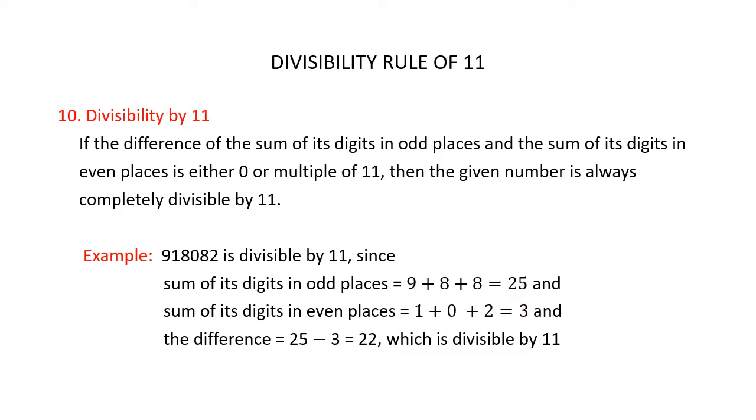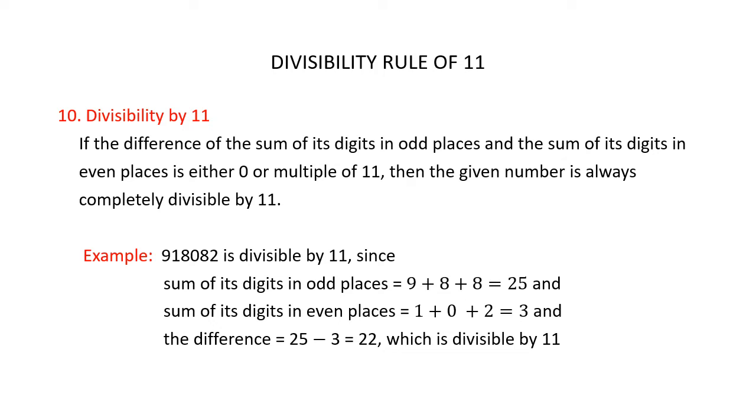That is, subtract 3 from 25. 25 minus 3 is equal to 22. 22 is divisible by 11. So the number 918082 is also divisible by 11.